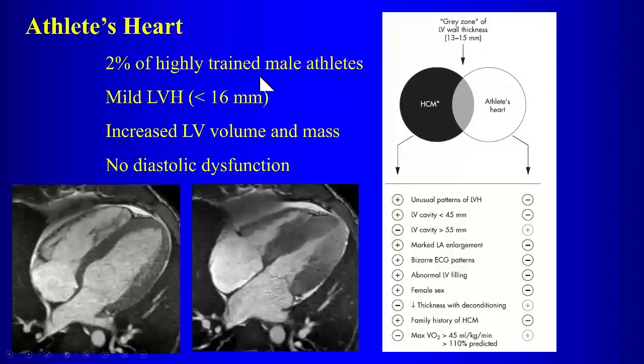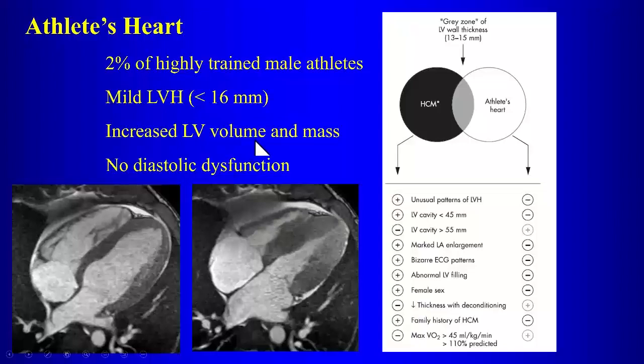Now, one thing that might also be in the differential is athlete's heart. So athletes, very highly trained athletes, can also develop some hypertrophy of the left ventricle. When we measure the thickness of the left ventricular wall, when it's greater than 15, then it's usually definite evidence for hypertrophic cardiomyopathy. But you can be in this gray area of 13 to 15 millimeters of hypertrophy, and sometimes athletes' hypertrophy can fall within that region. So they might have some mild left ventricular hypertrophy.